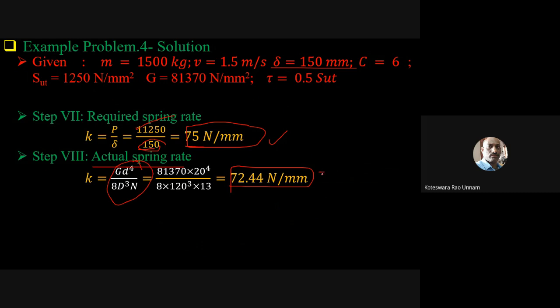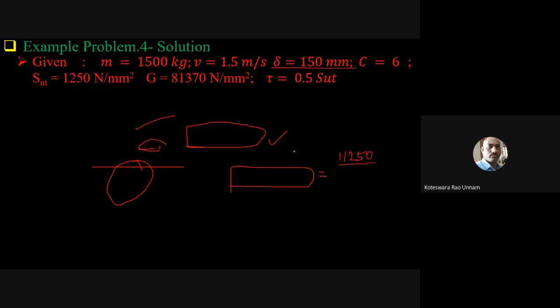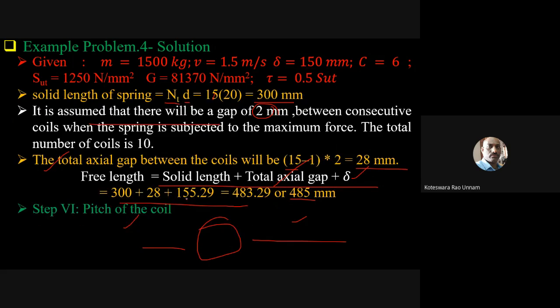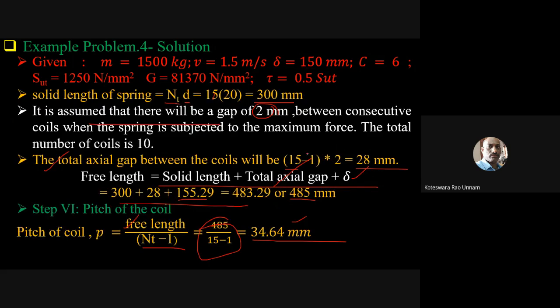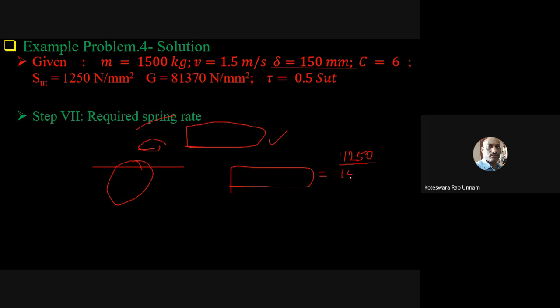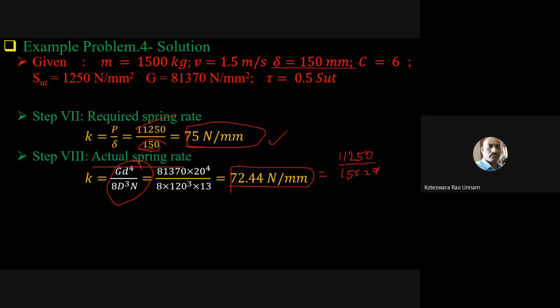So this should be equal to your load P by delta: 11,250 divided by the delta value. Delta value is 155.29. If you substitute 155.29, you should get the same value, which is 72.44, even with this formula. Or if you use this other formula also, you should get the same value. Right? So this is how you can solve this particular problem.